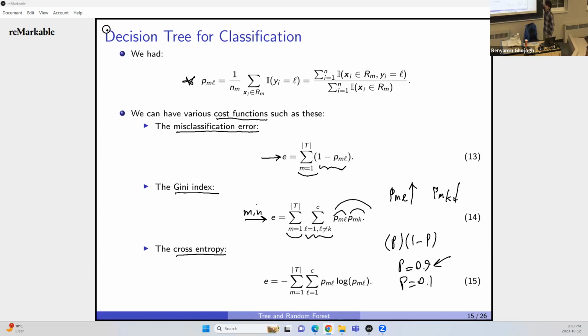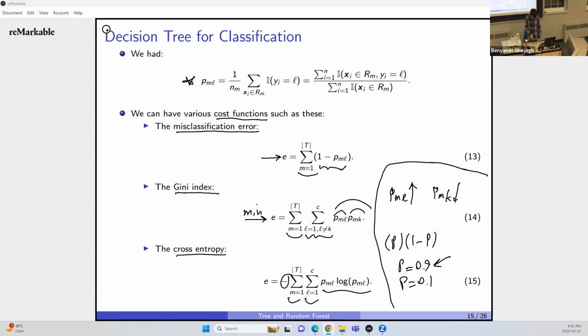Now generalize it to several classes. And as I'm considering the summation over all classes, I'm considering all of the permutations. The cross entropy now is this: PML times log of PML, with summation over the classes, summation over the regions, and a minus sign. When you minimize the cross entropy, it separates the classes better. It's related to information theory as well.